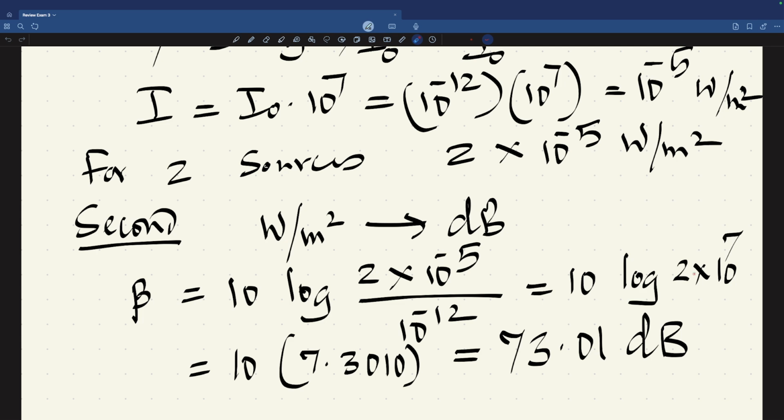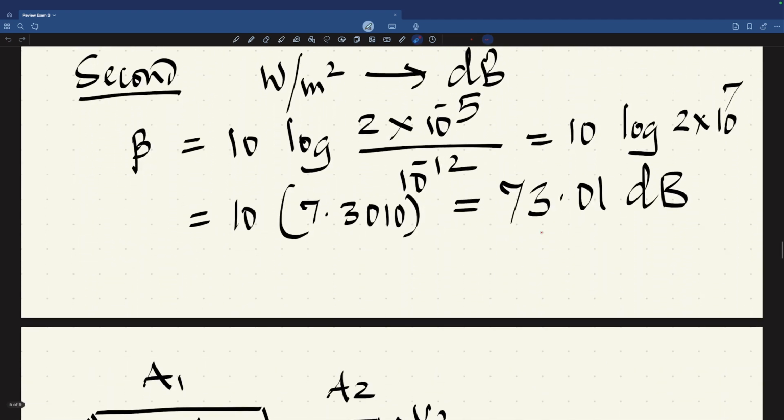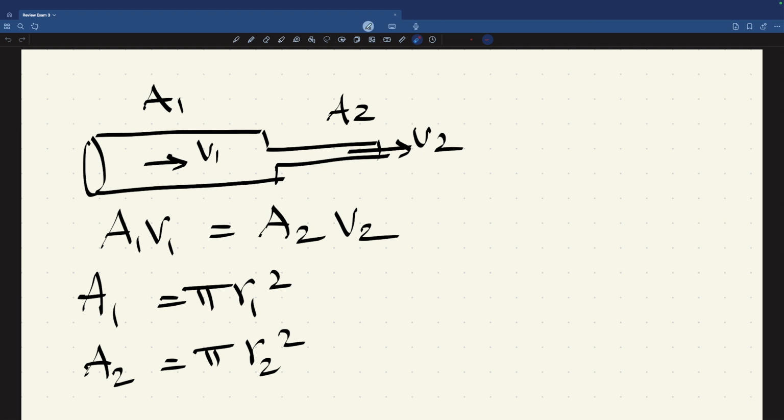And put it into the calculator. Take the log of 2 times 10 raised to 7. You will get it as 7.3010. Be careful, there are two log buttons on the calculator. Be careful to use the log and not the natural log. The other one will be usually ln. Don't use that. Okay, so when you do 10 times this, that's easy, that's 73.01 decibel. So one source was 70 decibels, but two sources combined is only 73 decibels.